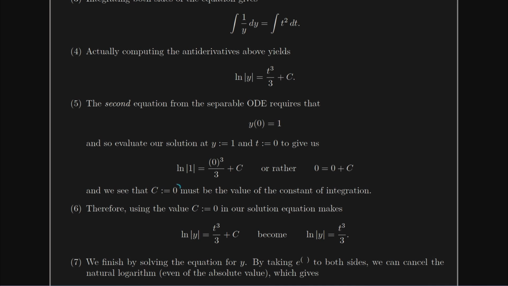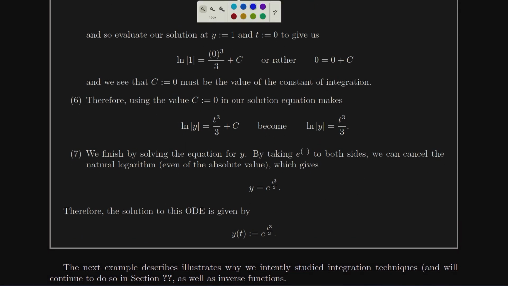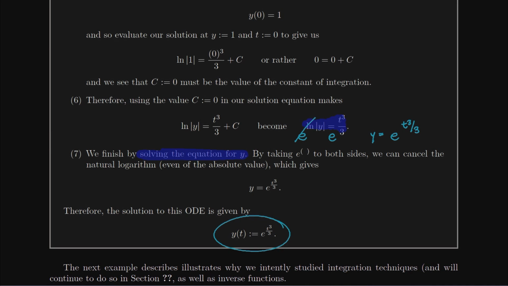So now that we know c is equal to 0, we plug it into our implicit solution. It's going to tell us log of y is equal to t cubed over 3. We can finish off, in step 7, by solving the equation for y. This is where I was saying you have an inverse function here, but you shouldn't think about it as the inverse function. Once you've determined your value for c, just solve this for y. How do I get rid of a natural log? I take the exponential of both sides. Those are going to cancel on the left, and you find out that y is equal to e to the t cubed over 3.